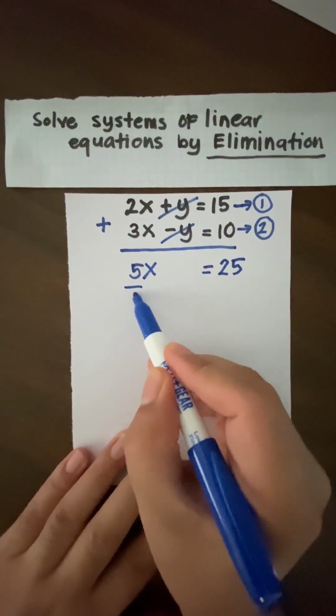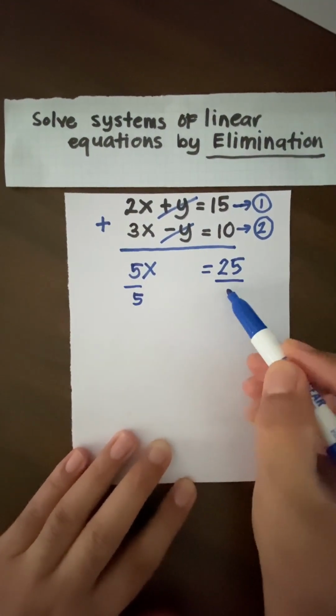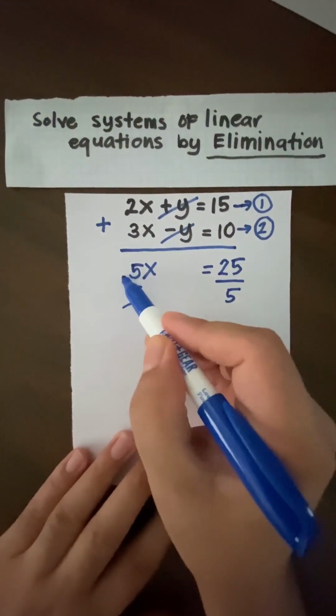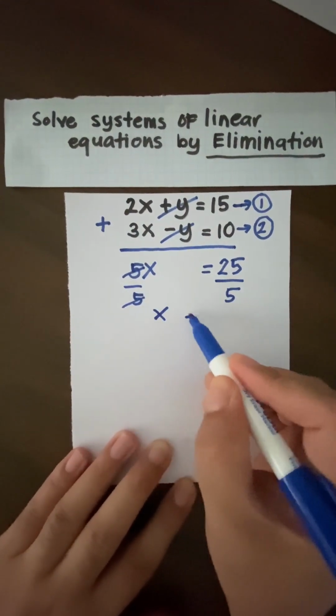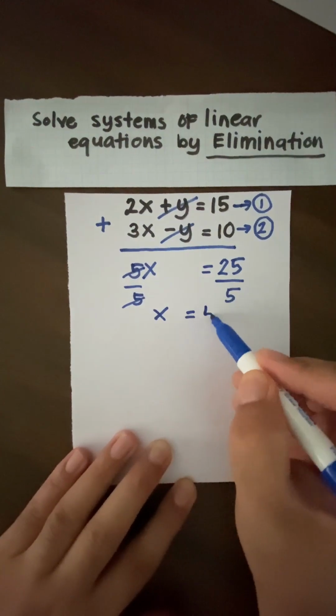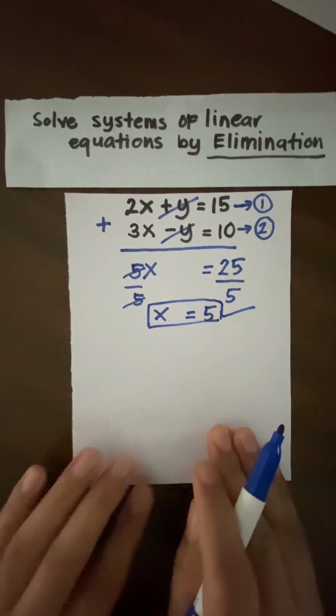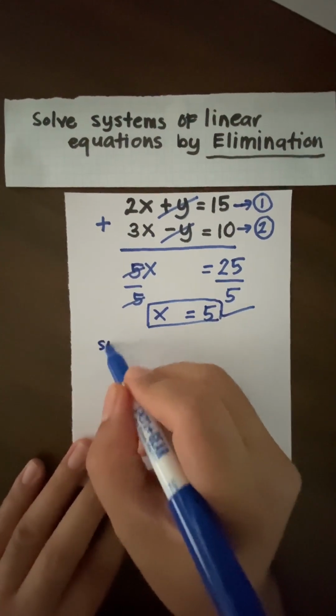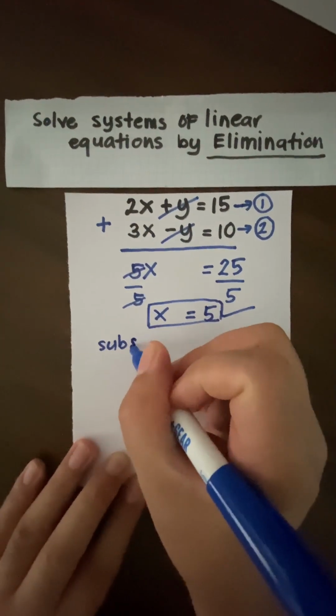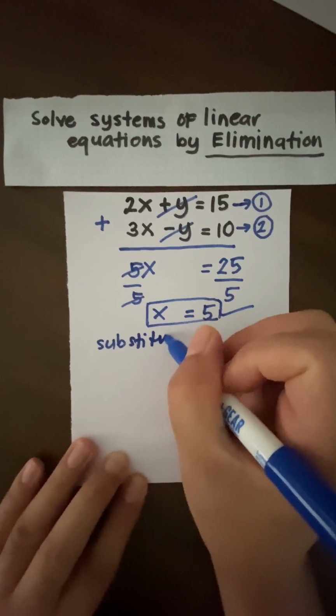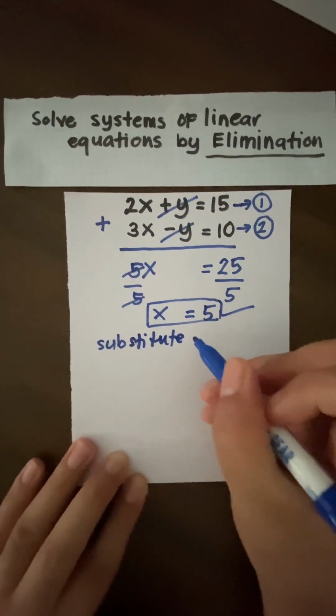We are now left with one variable, and the variable is x. We solve for the value of x. In this case, x is equal to 5. We will now substitute that value of x equal to 5 to either equation 1 or equation 2 in order to solve the other variable y.